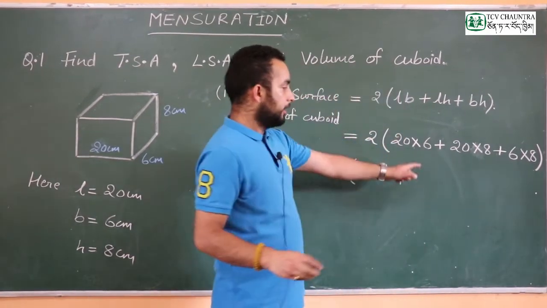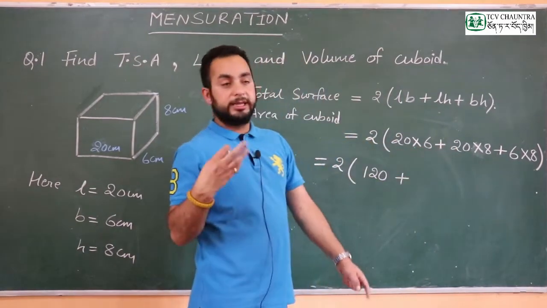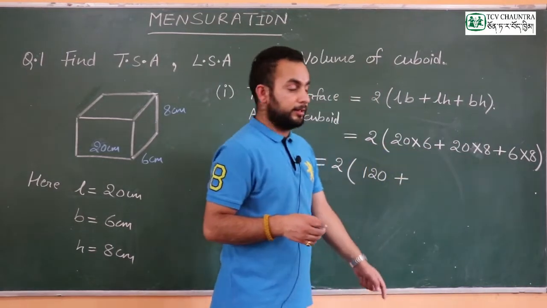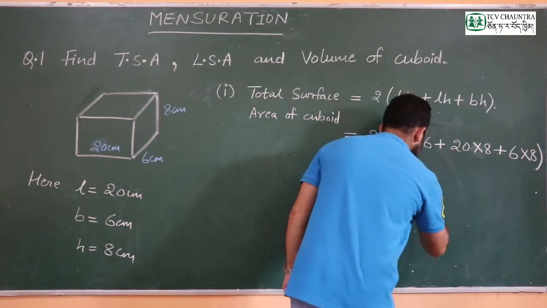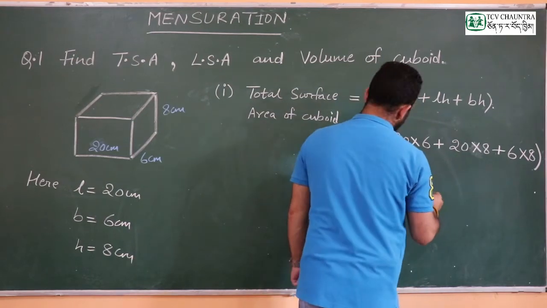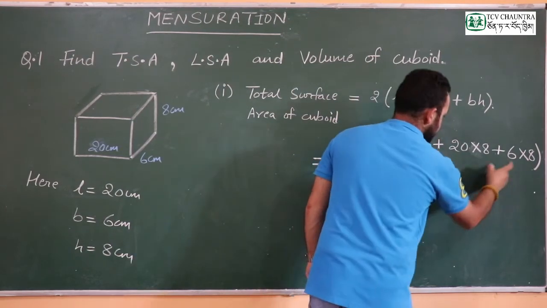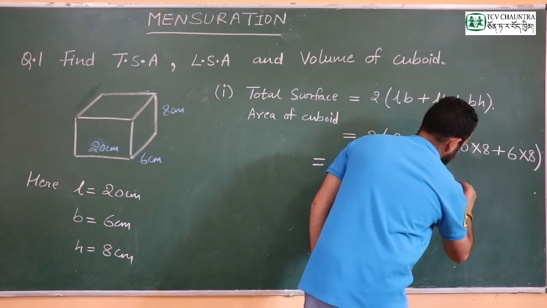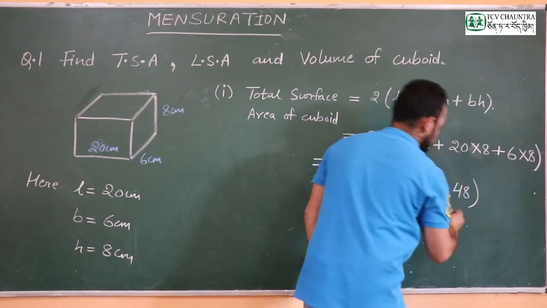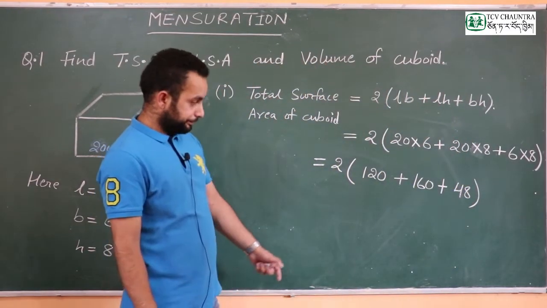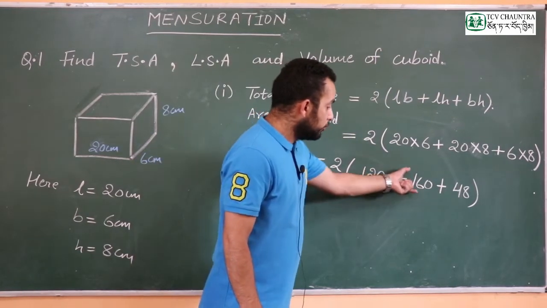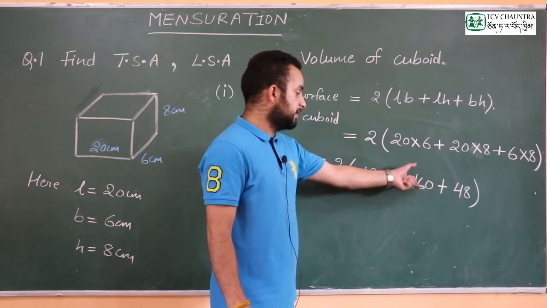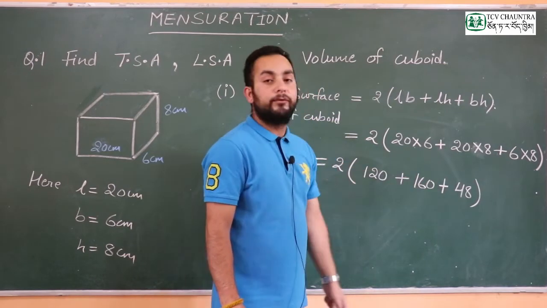Plus again 20, you are going to multiply 8 times. So 2 8s are 16, so it will become 160. 20, you are going to multiply 8 times, and 6 8s are 48. Is it clear? Now you are going to add all these values. So 120, 160 and 48.